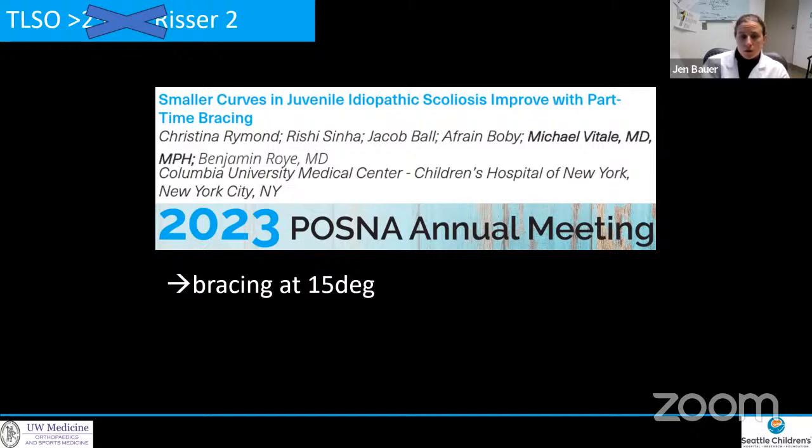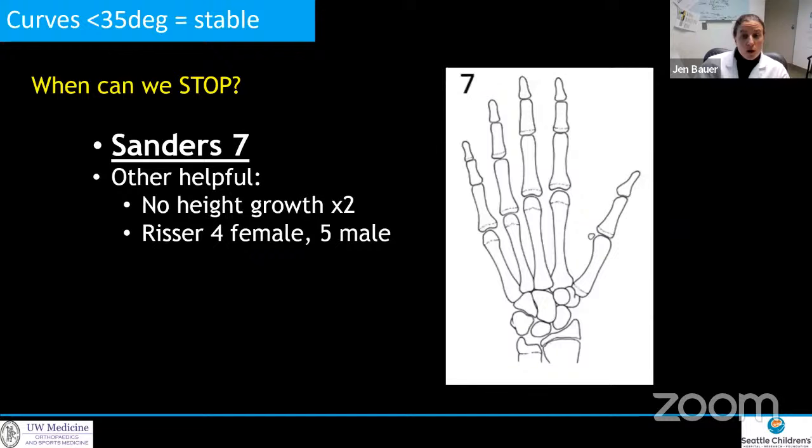particularly if they're younger. Another study looked at when to stop the braces. So we know in the past we stop when we're at Sanders 7, which means all of the hand growth plates are done and the wrist growth plates are still open. Other things that help: have they not grown in the last two visits? Are they at least RIS 4? Are they at least 2 years past their first menarche if they're females? But now we know that even if these are closed, they can still have some growth and progression. So now we're really looking at Sanders 7B. So I don't stop a brace now until the ulna is closed as well.